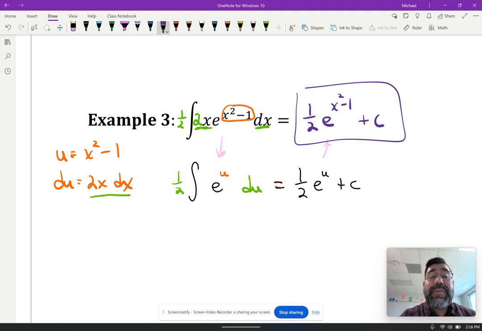Okay, so I'm going to pause here. We're going to come back. We're going to finish the other three, and then we'll talk about maybe some more complicated looking integrals that we can work.